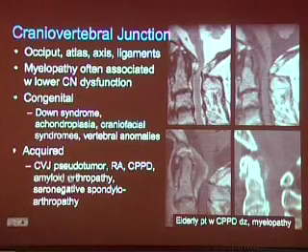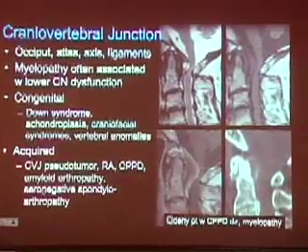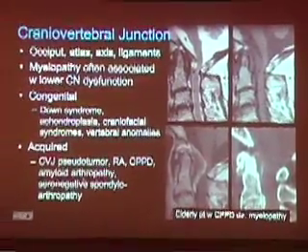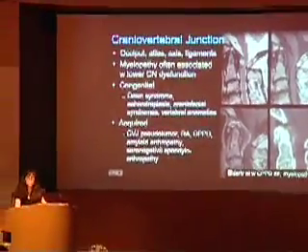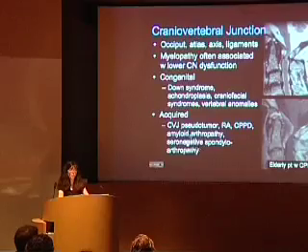Well, in elderly patients, we may be dealing with so-called CVJ pseudotumor or ligamentous thickening that occurs in elderly patients. You may have a patient with rheumatoid arthritis or CPPD, calcium pyrophosphate deposition disease. Patients may have amyloid arthropathy, which often occurs in the context of chronic hemodialysis, or seronegative spondyloarthropathies.